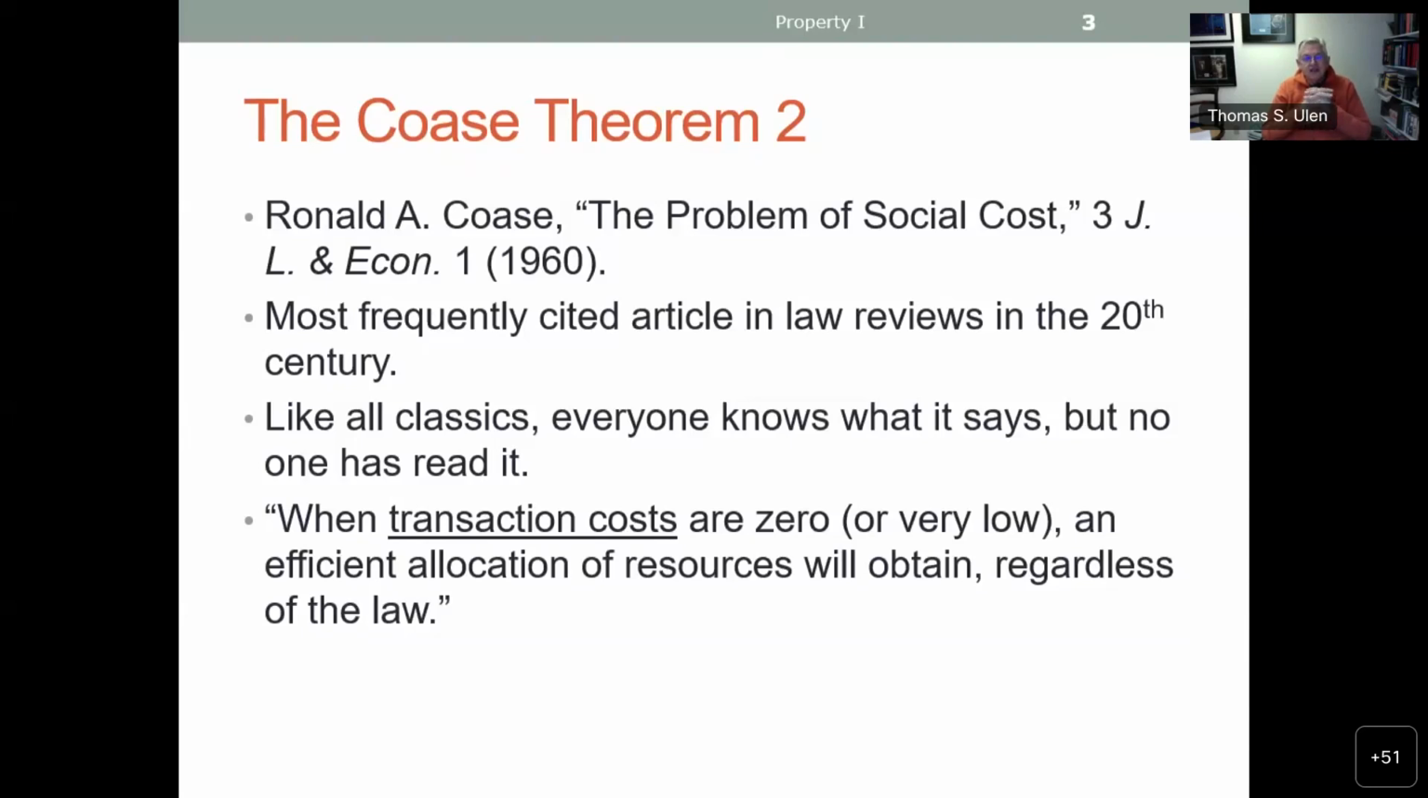The gist of the theorem that he articulates there, he doesn't really talk about this, but it's implied by everything that's in the article, is listed here. When transaction costs are 0 or very low, an efficient allocation of resources will obtain, regardless of the law. The law doesn't matter when transaction costs are 0. The law only matters when transaction costs are higher than that. Next slide, please.